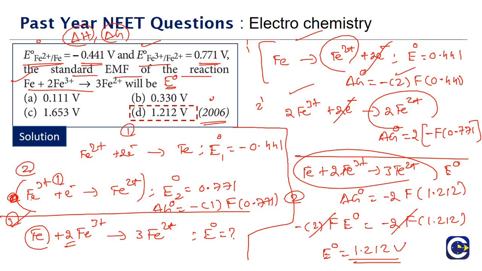Like in this case, this is the overall. So 1 dash and 2 dash are modified. When we add 1 dash and 2 dash, we will get the overall equation. Means the del G value of the 1 dash equation plus the del G value of the 2 dash equation will be equal to the del G of the final overall equation. And then we say del G is equal to minus n into F into E naught. So this is how we are going to proceed.